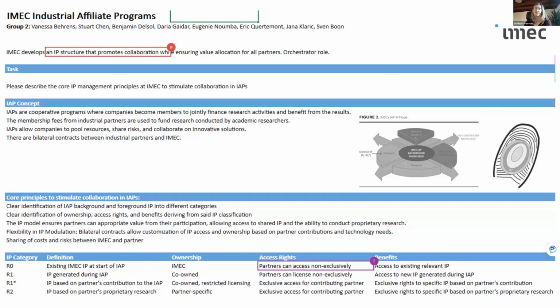There are membership fees, which are used to fund the research conducted by academic researchers. And IAPs also allow the companies to pool their resources, share risks, and collaborate on innovative solutions. There are also bilateral contracts that the companies can undertake, which we will see later. They allow for more customized IP access.